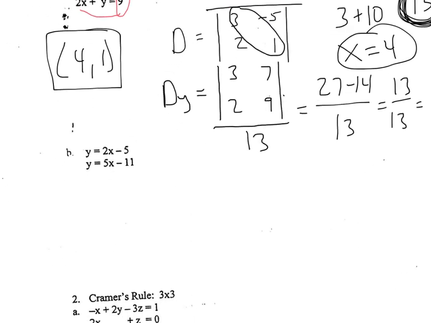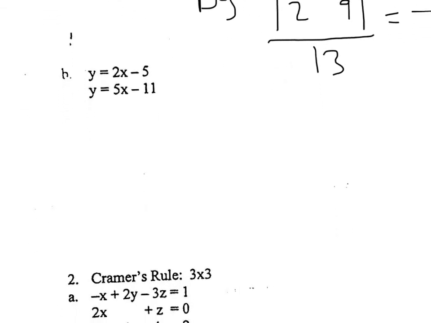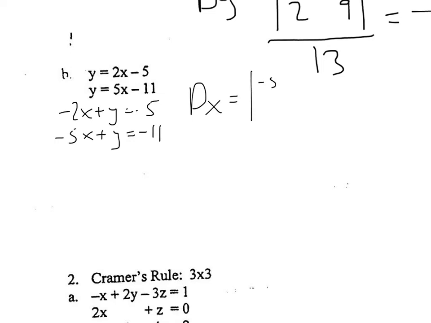We'll look at this 2 by 2 right here. And the first thing I want to do is put it in standard form. So I'm going to take each equation and move the x over. So -2x plus y equals -5, and -5x plus y equals -11. If I want to find x, first replace the x coefficients with -5 and -11, and then put the y's, 1 and 1. Divided by d, which is the coefficient matrix, so -2, 1, -5, 1.